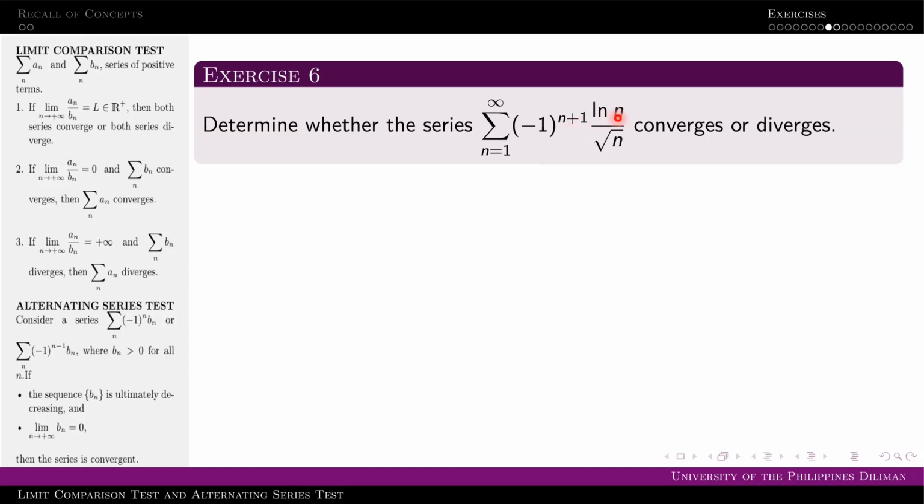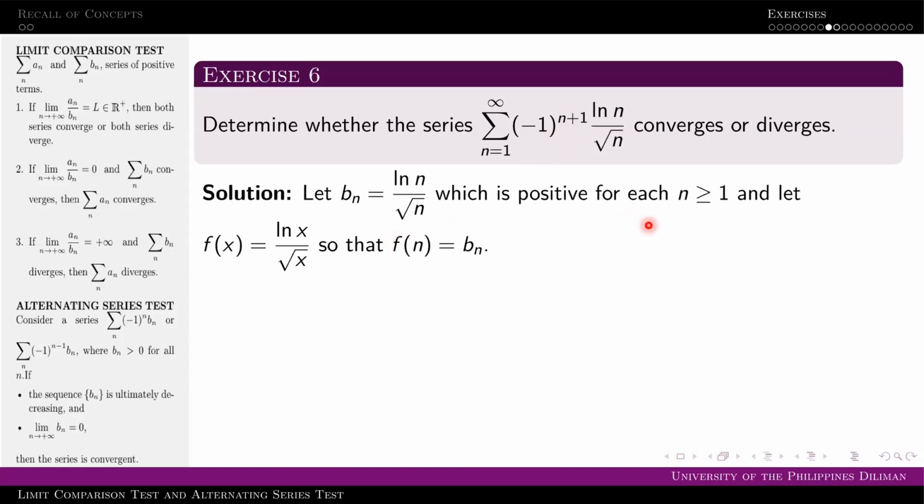So, sa exercise 6, meron tayong sum from 1 to infinity ni negative 1 raised to n plus 1 times ln n over square root ni n. And this is an alternating series, so we might as well apply alternating series test. So yung una natin gagawin ay isa-set natin yung bn natin, which is just taking out yung alternate nung sign ng ating an.